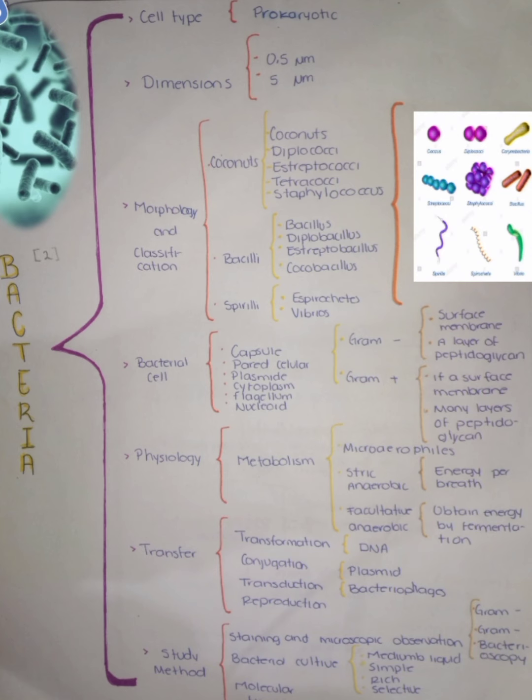Bacterial cells. Traits that distinguish bacteria from eukaryotic cells include circular nuclear DNA, lack of membrane-bound organelles, peptidoglycan cell walls, and flagella. For identification, they are divided into gram positive and gram negative. They are transferred by means of conjugation, transduction, and transformation, and their methods of study are molecular typing and culture, in which the simple selective method can be used, among others.